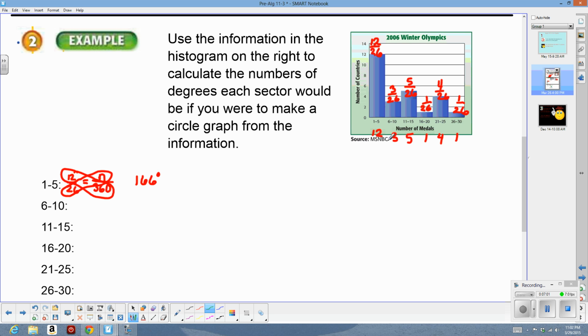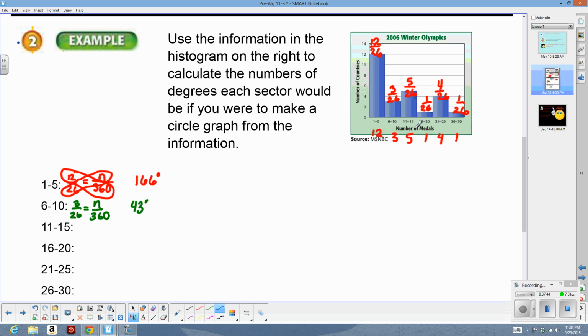Next one, 6 to 10, that was 3 out of 26. So I'm going to write 3 over 26 equals n degrees out of 360. Go ahead and solve that proportion, and you end up with, to the nearest degree, about 43 degrees. We're rounding to the nearest degree because if we were to actually go and construct this, we wouldn't be able to measure anything smaller than to the nearest degree.